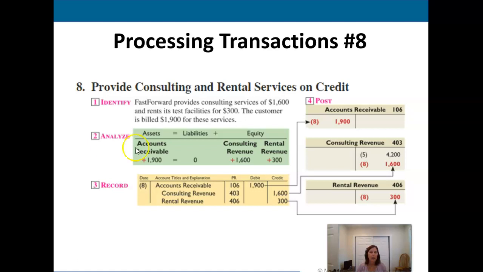And we move on over to the individual ledger accounts, and we transfer those entries over so that we can keep track of those balances. And we got a whole whopping total of what, $5,800 in consulting revenue at this point, and we have $300 in rental revenue.